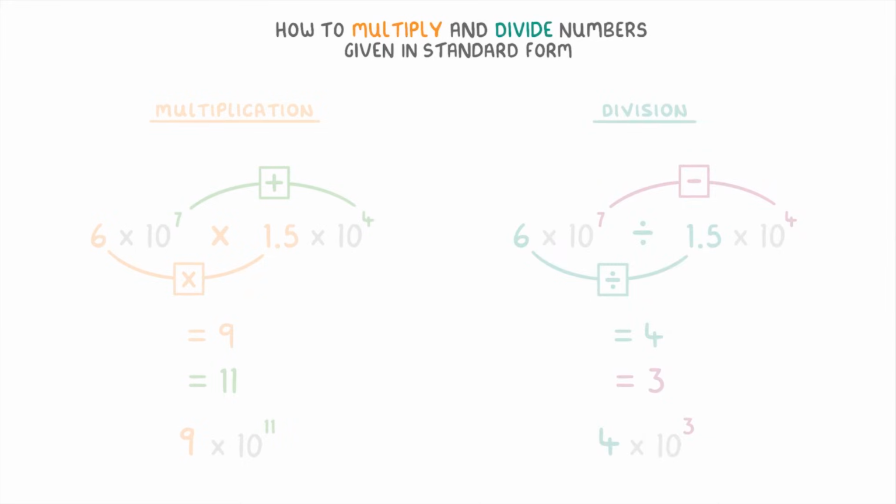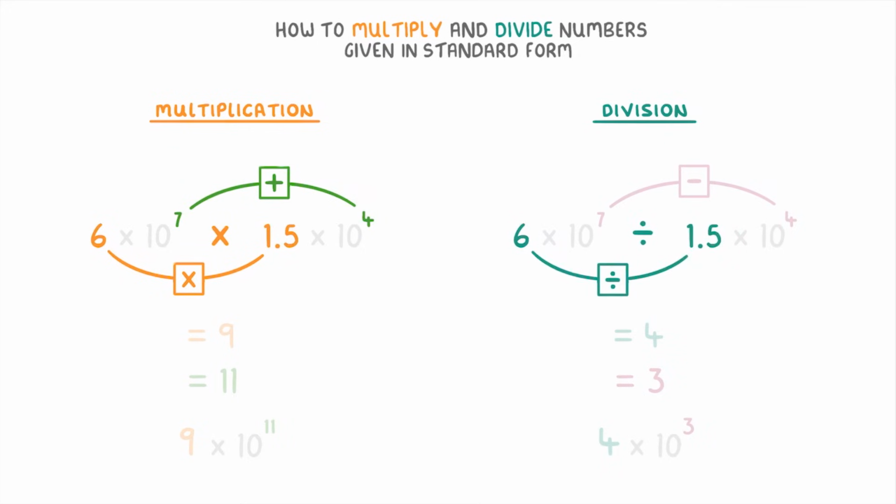So to summarize that, the difference between these two techniques is that when multiplying, we multiply the front numbers and add the powers. But when dividing, we divide the front numbers and subtract the powers. Let's try a couple of questions.